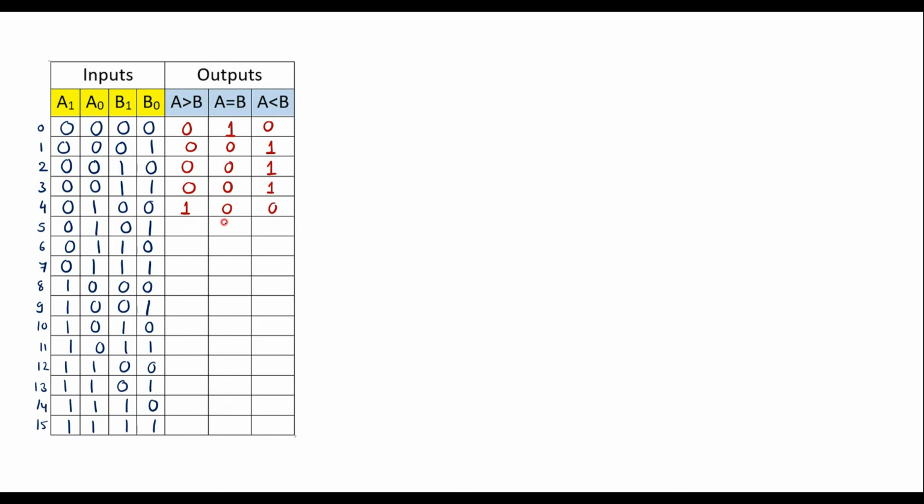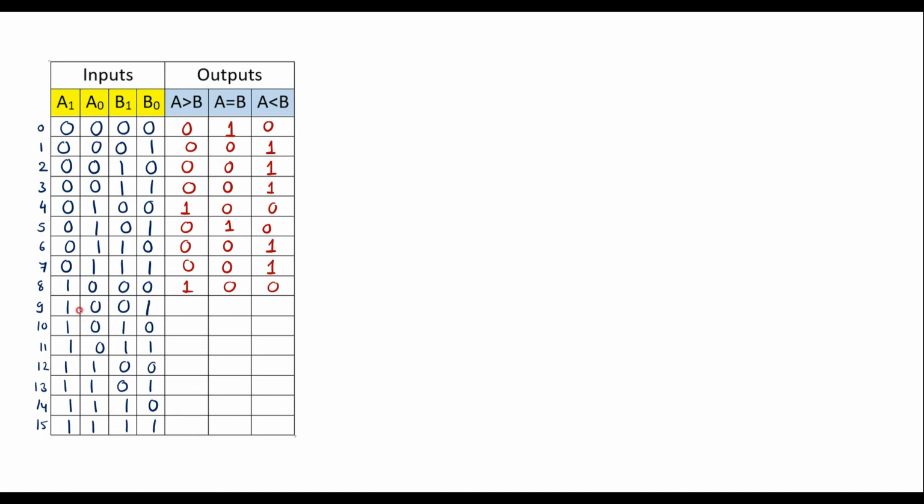Here, both values are equal. So write 1 here. Here, A value is 01 meaning 1. B value is 2. 1 is less than 2. A is less than B. So here, A value is 01, that is 1. B value is 11, that is 3. 1 is less than 3. A is less than B. This is 1000 against 00. A is greater than B.